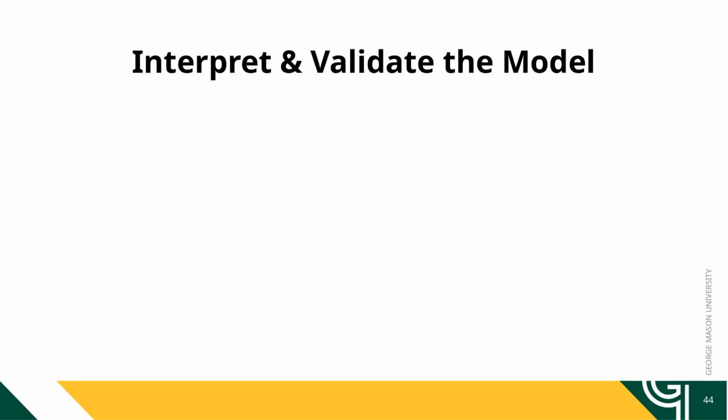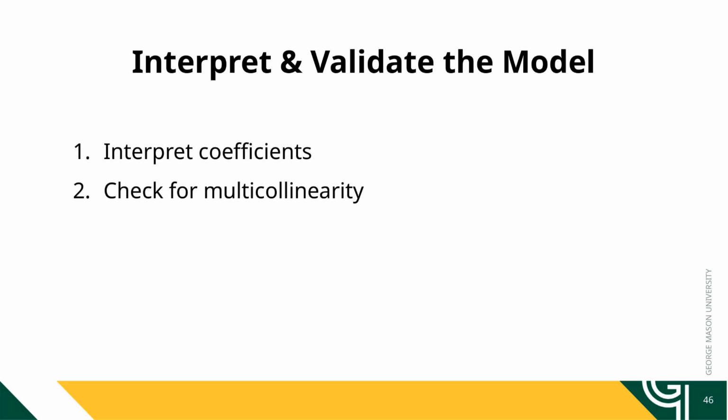Finally, interpret the results. Each coefficient represents the expected change in the dependent variable for a one-unit change in the predictor, holding all other variables constant. If two predictors are highly correlated, their individual coefficients may be unreliable, even if the overall model fits well. Use a separate test set or external dataset to validate the model's performance.